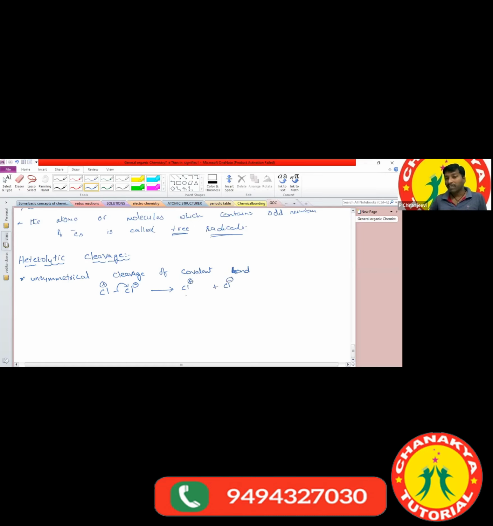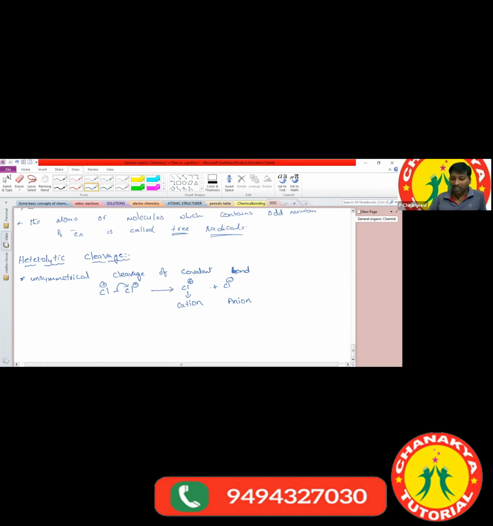The positively charged ion is called a cation, and the negatively charged ion is called an anion. By unsymmetrical cleavage, we get charged species. Free radicals and charged species are highly reactive and highly unstable. Clear?